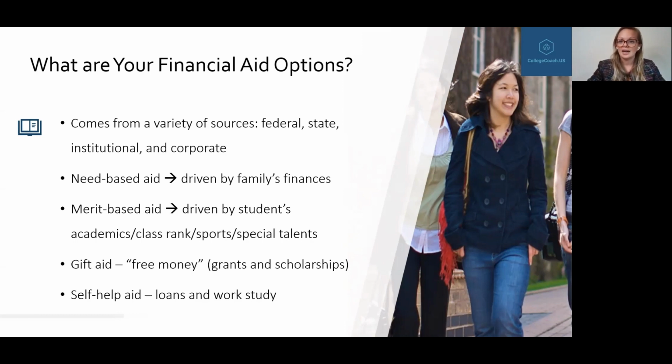So again, from all of that, there's two types of financial aid. There is gift aid, which is free money, money that you don't need to pay back. It's literally given to you just to attend school. That's need-based grants and merit scholarships. And there's self-help aid. That's loans, that's work study, money that you either have to pay back or you have to work in order to earn. It's not free money.